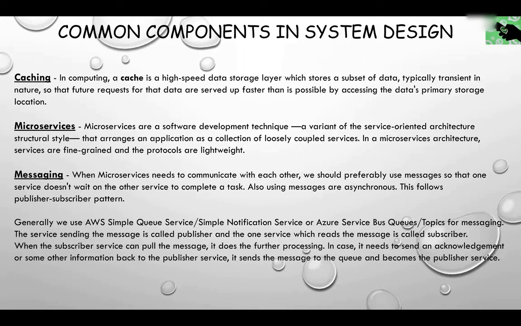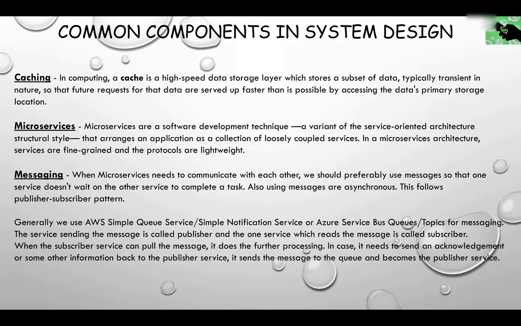We use messaging anytime, say, a microservice needs to communicate with another. Messaging is generally used for anything wherein you want asynchronous processing. Messaging follows the publisher-subscriber pattern. So basically, there would be one publisher which is publishing messages to, say, a queue, and then there would be a subscriber which is getting that message and does some processing with it.